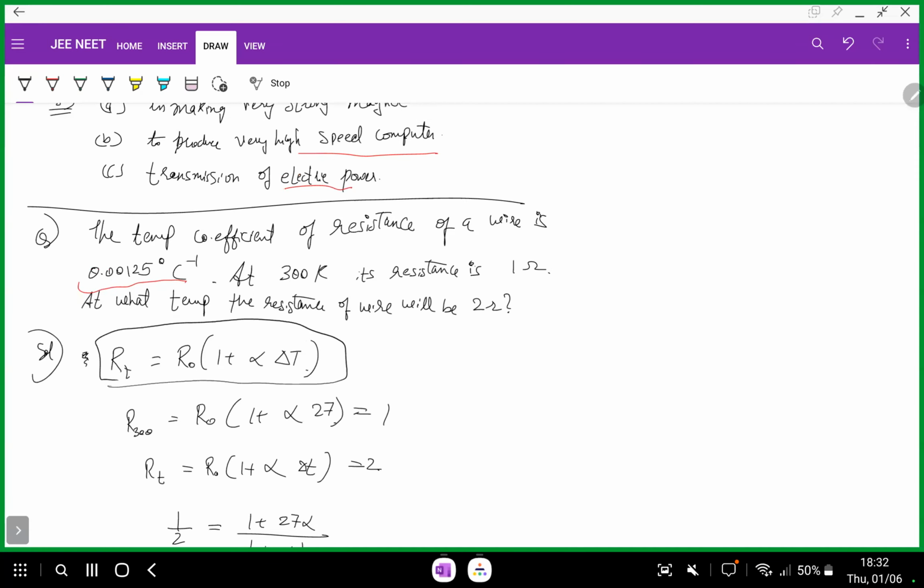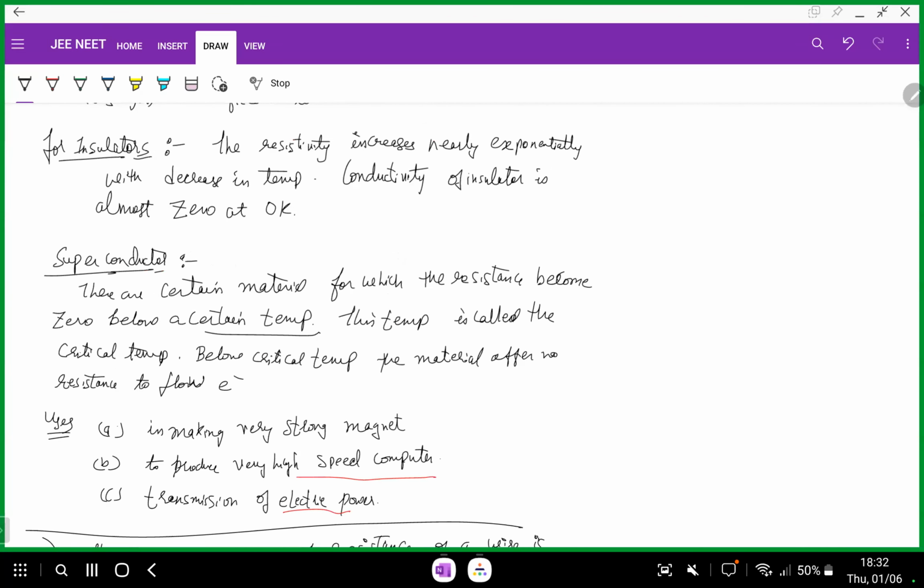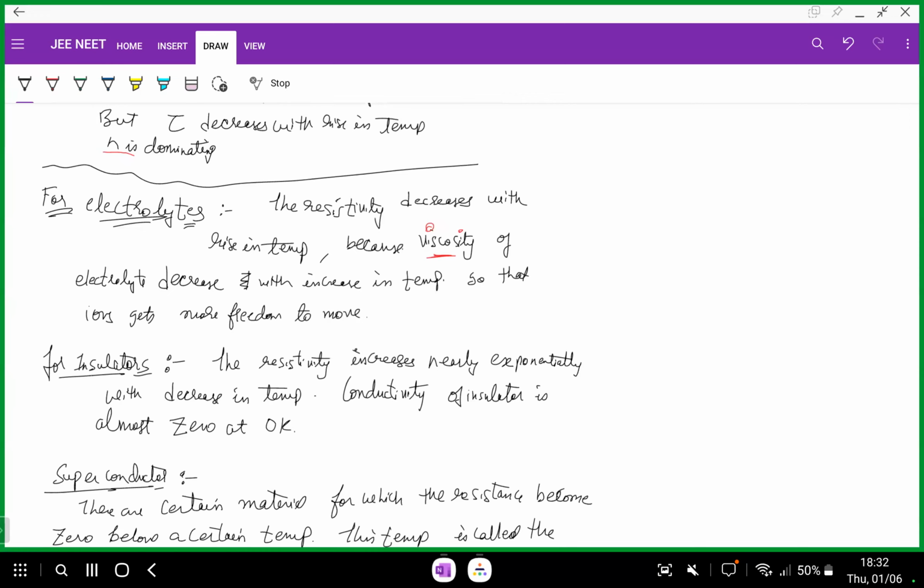Okay, so yesterday we saw about electrolyte and insulator. Insulators have high resistivity. So with that, their conductivity becomes almost zero, near to zero. In short, it's not exactly zero, it becomes almost zero.